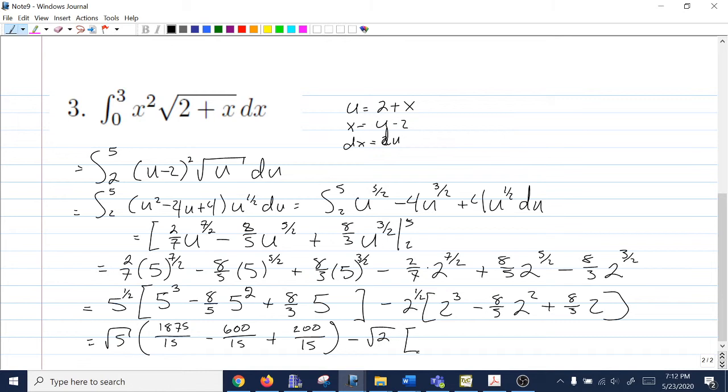This one is root 2 times, again, a common denominator of 15. 8 times 15 is 30 times 4, that's 120 over 15. No, it's not 120. I think that's wrong. 8 times 15, 80, and 40 is 120? Yes, okay. Minus, this will be 4 times 8 is 32 over 15.